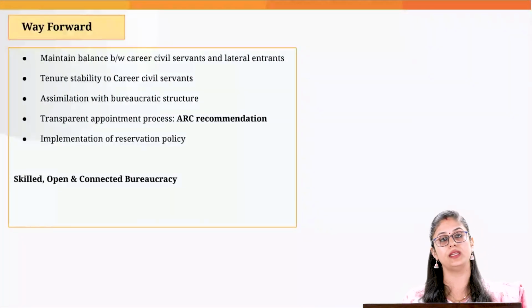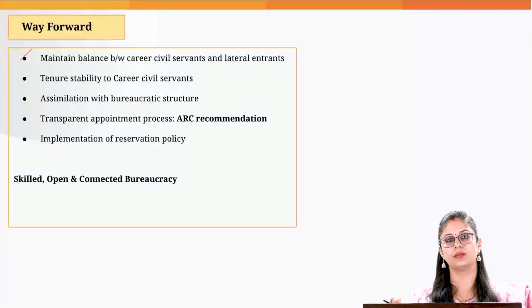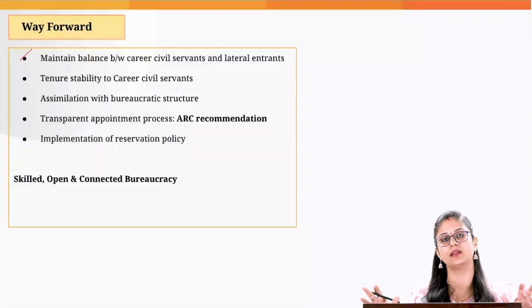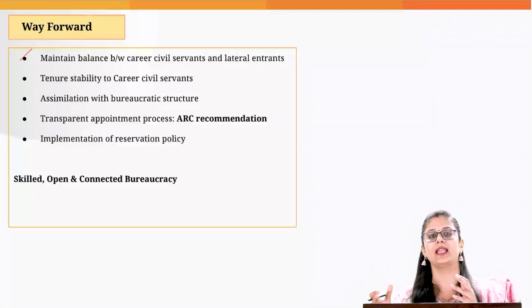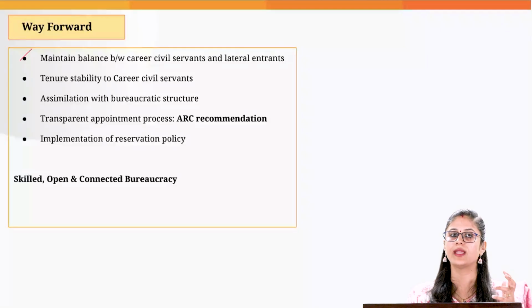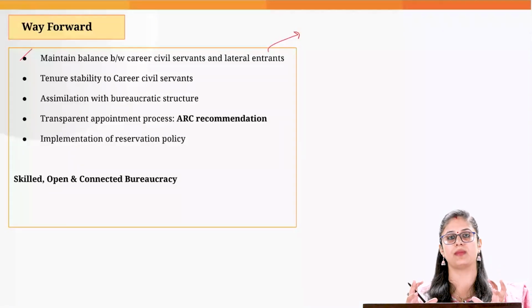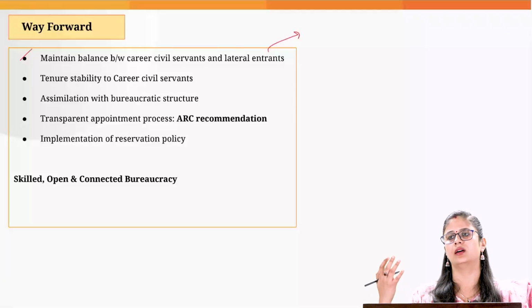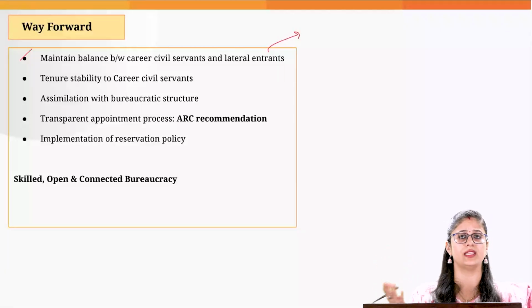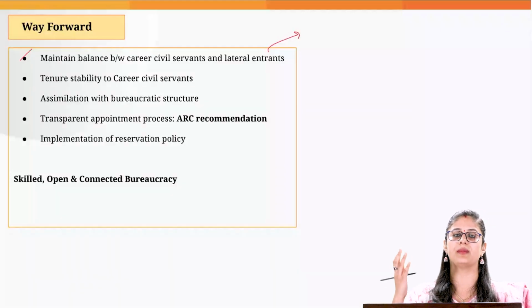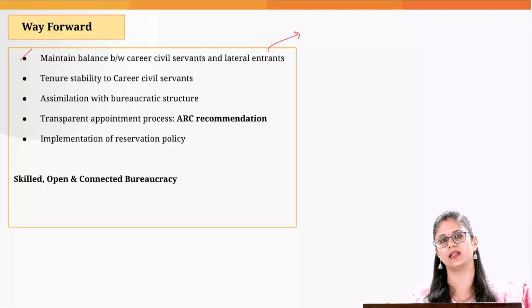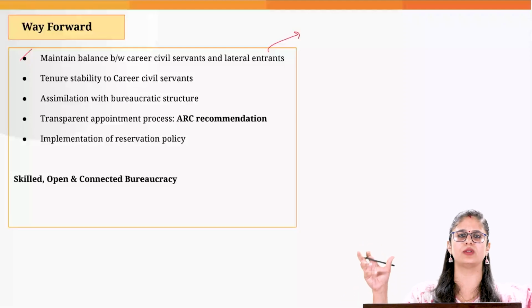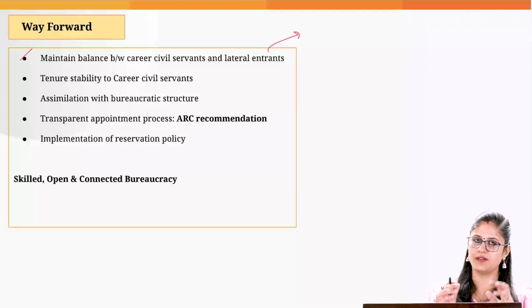So in this backdrop, what do we need to do? We need to maintain a balance between the career civil servants and the lateral entrants, so that we don't witness the outsider syndrome and the career civil servants don't have a hostile attitude towards the lateral entrants. How can we do that? By allowing lateral entry in a phased manner, only in certain technical sectors. For example, to regulate genetically modified crops, you can incorporate microbiologists. In the financial domain and the defense domain, you can allow technical expertise to enter the civil service. So allow lateral entry in a phased manner, and that too in certain limited areas only, so that we can maintain a balance.